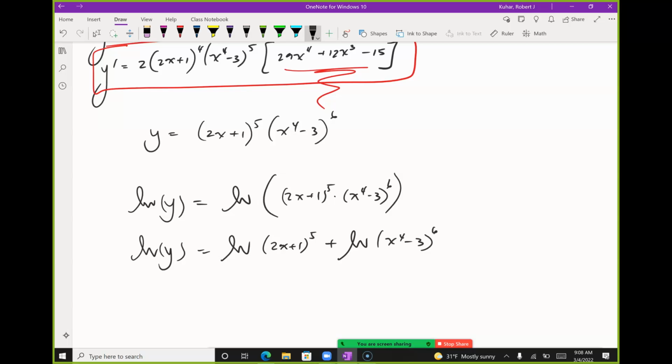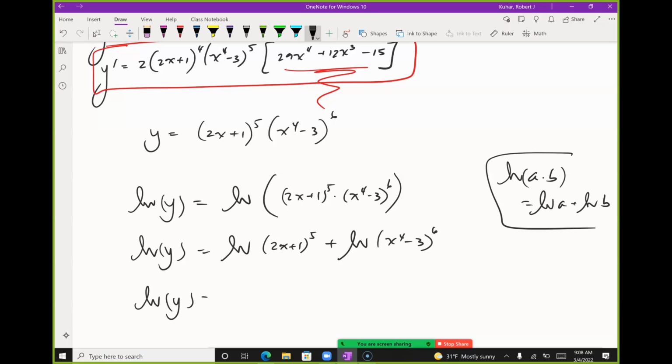These are all properties from pre-cal I learned about log functions. Do you agree with me on this? We learned that ln of a times b is ln of a plus ln of b. We learned that in pre-cal. We didn't know why we were doing it, but we did it. But there's something about that exponent too: my exponent of 5 and my exponent of 6, there's a property for ln's there too. They come down as a coefficient. So now I have 5 times the ln of (2x plus 1) plus 6 times the ln of (x to the 4th minus 3).